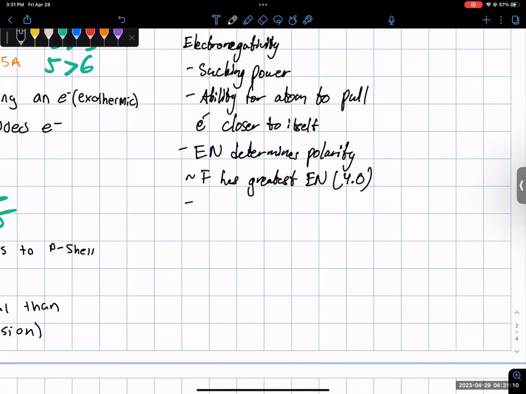And something else to note, noble gases do not have electronegativity because they're already stable. What's the point in attracting more electrons if you're already stable? But there are 2 exceptions to this rule. Anybody remember the 2 exceptions? We said it before.